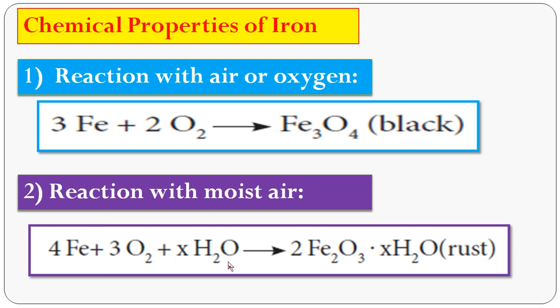So what is the formula of rust? 2Fe2O3 dot XH2O. So here iron 2 2s are 4, so here I put 4. Then oxygen 3 2s are 6, and here XH2O, so here you have to put X. Can you understand? So when iron is exposed to moist air, it forms a brown hydrated ferric oxide, and this formation is called rust, and this phenomenon is known as rusting.